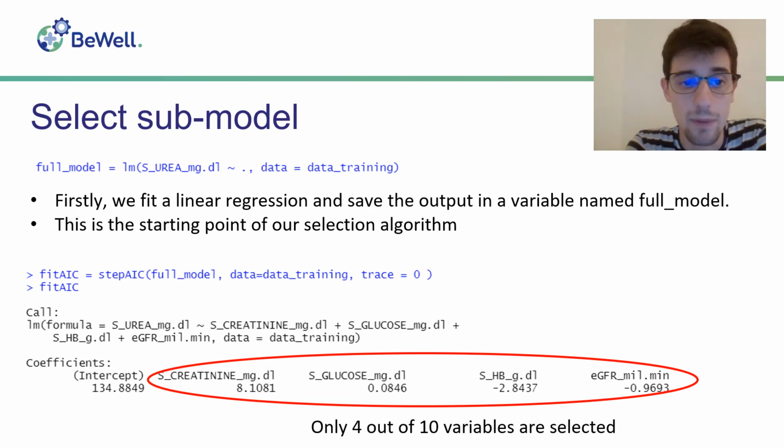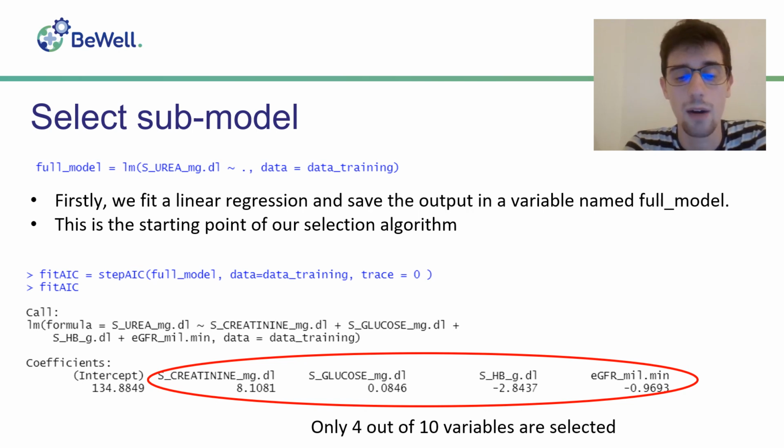The first step is to fit a model using all available information. As we saw last time, in R, this is done using the lm function, specifying urea as a response variable, and then using a dot after the tilde, which is a shortcut to state that we want to use all available variables. We run the command and we save the output in an object called full_model. This is the starting point of our model search algorithm.